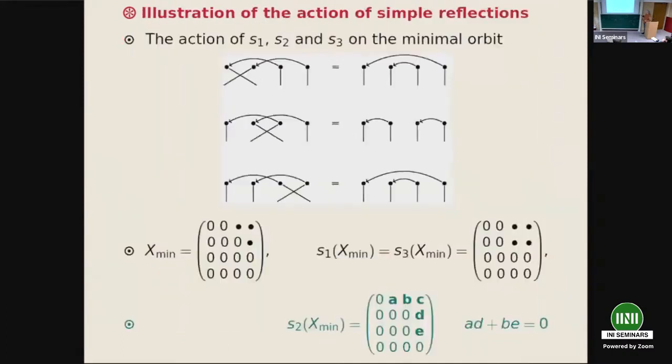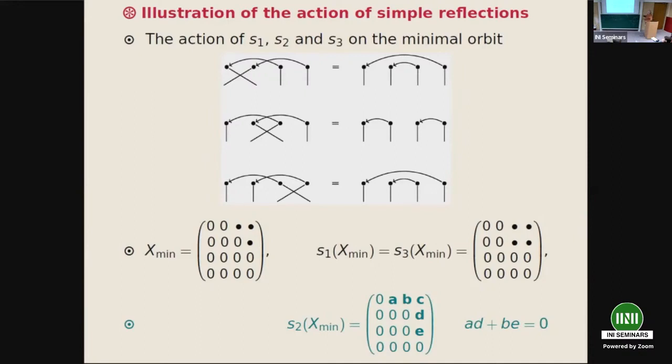Yes, and this is an illustration of the action. You can draw it like you draw braids, except that, I mean, like you illustrate permutations. This is the first transposition. If you switch this one, you get such a picture, and this is the result. This is the minimal orbit. For the closure of the minimal orbit, there is no condition on these black dots. And applying this relation, you obtain such a space of 2 by 2 matrices, but in the northeast corner.